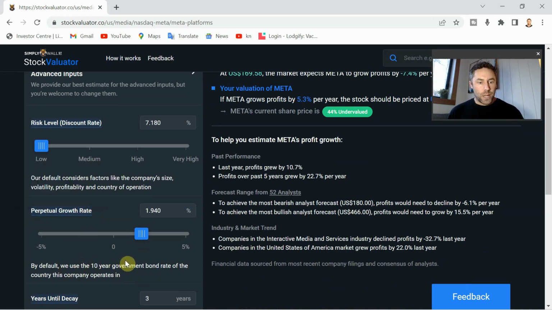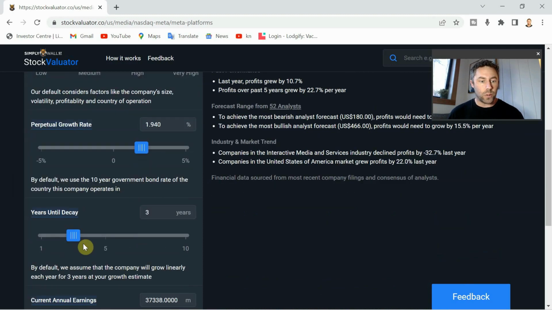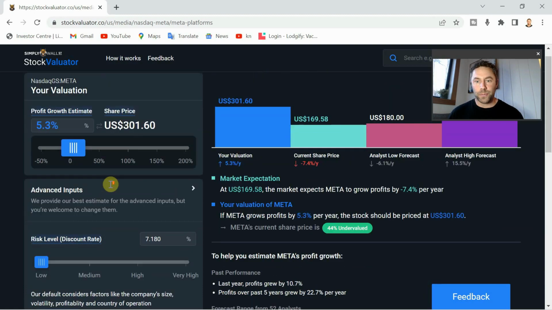So by default they use the 10-year government bond rate of the country that this company operates in, which is currently 1.94%, which is a good rule of thumb to go with there. I wouldn't be playing with that one too much. And now they've only given it 3 years till judgment day on the business, which is what Buffett refers to it as. But you could run this right out to 10 years if you like. Anything past 10 years, it's very hard to forecast those future cash flows. So by all means, have a play with that if that's something you want to play around with.